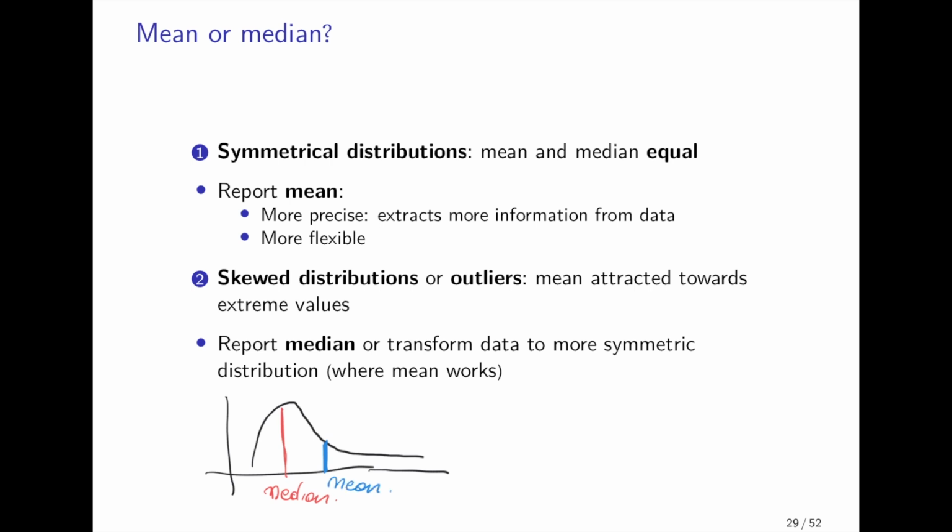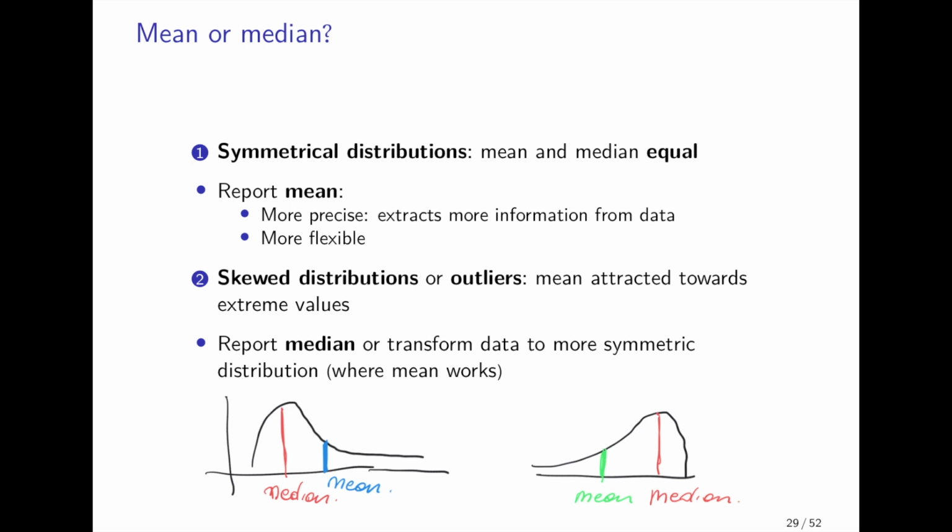And if your distribution is skewed in the opposite sense, if it looks like this, then your median might be here, and your mean will be drawn more towards this side, to the left side of the distribution.